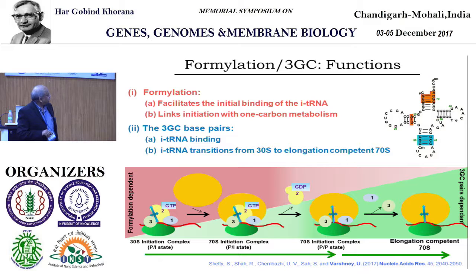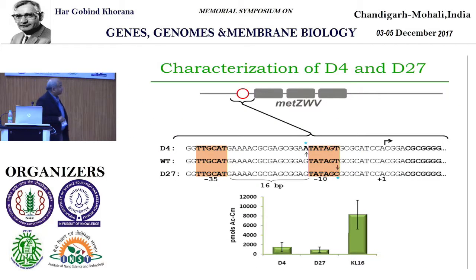You can then also eject the initiation factors from this 70S initiation complex to give rise to a 70S elongation-competent ribosome. So the 3 GC base pairs are really very important. So much of the importance of formylation seems to be right in the beginning of protein synthesis, or initiation, and the importance of the 3 GC base pairs seems to be towards the end, in the later stages of initiation.